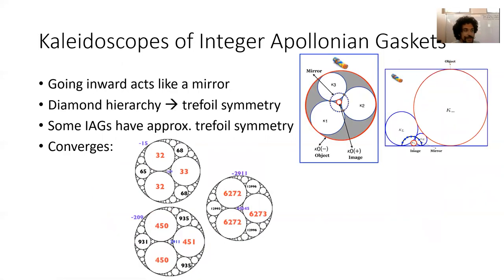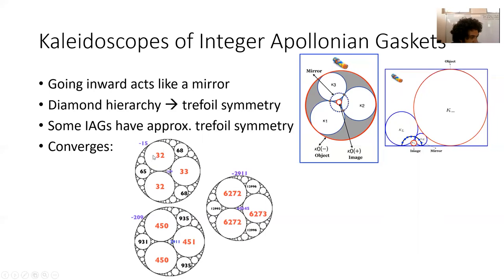So now we're going to talk about some symmetry, in particular this notion of trefoil symmetry. And as it turns out, we're not going to be able to find an integral Apollonian gasket that has exact trefoil symmetry, but what we can find is an approximate symmetry. So if we take three integers that are all extremely close to each other, we're going to find certain examples where the fourth circle ends up being self-similar in a sense, where the symmetry is approximately preserved.